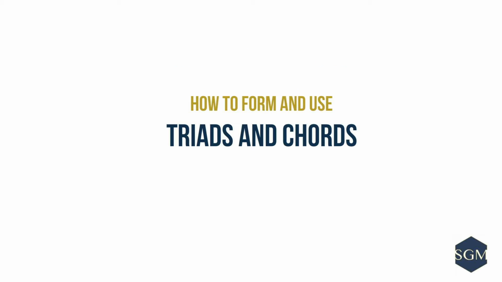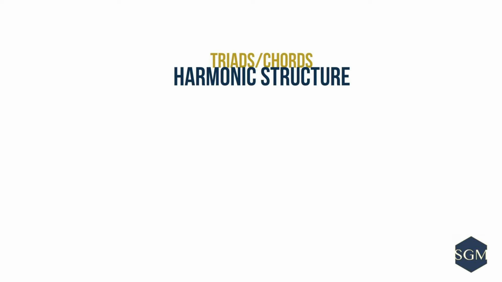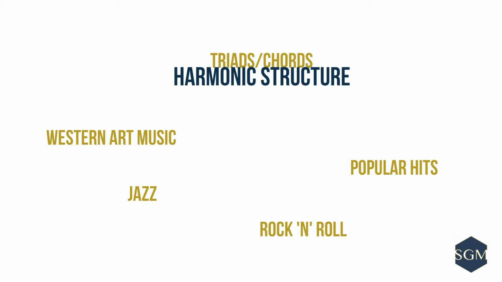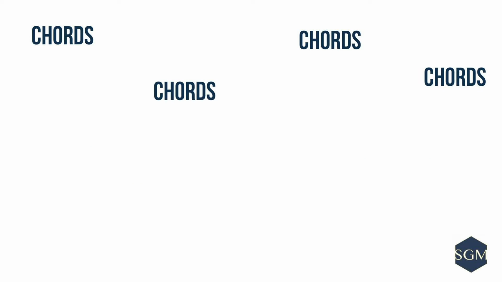In this episode we will be learning how to form triads and chords. Chords provide the harmonic structure for quite a lot of music, from the traditional art form of Western art music to the pop songs we listen to today. Some popular hits use as little as 4 chords to produce a catchy tune, like the 4-chord song. Chords, chords, chords, chords.